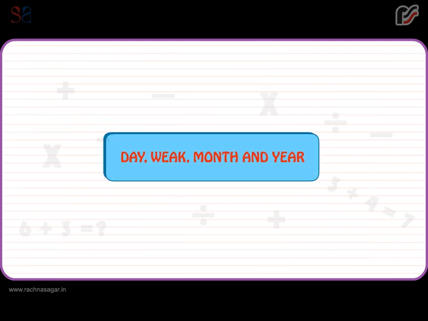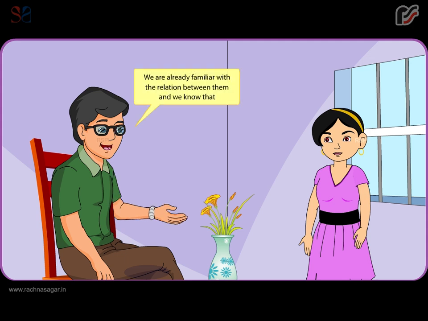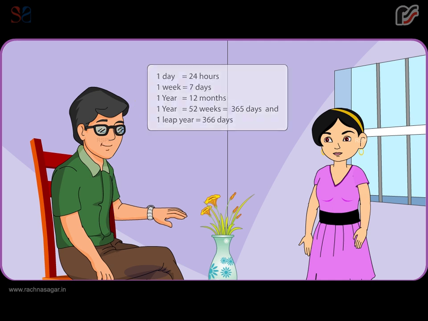Day, week, month and year. Days, weeks, months, and years are longer units of time. We are already familiar with the relation between them and we know that 1 day equals 24 hours, 1 week equals 7 days, 1 year equals 12 months, 1 year equals 52 weeks equals 365 days, and 1 leap year equals 366 days.